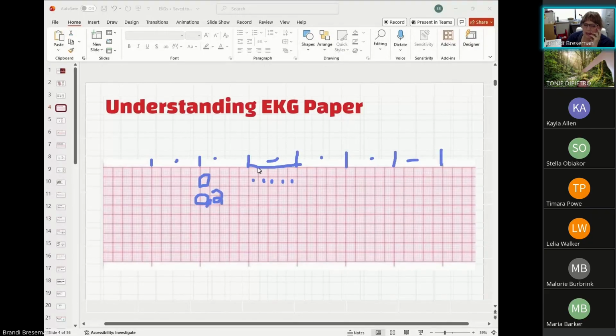So then if you count between this and this, you will see that the first block right here is going to be 0.2. 0.2 plus 0.2 is going to be 0.4. 0.4 plus another 0.2 is going to be 0.6. 0.6 plus another 0.2 gives us 0.8 of a second. And then when we add our last box of 0.2, we get 1 second. 0.8 plus 0.2 is going to be 1 second.